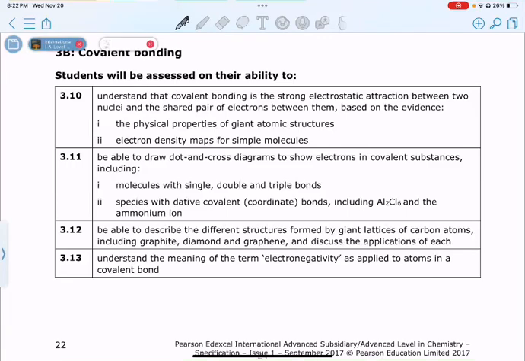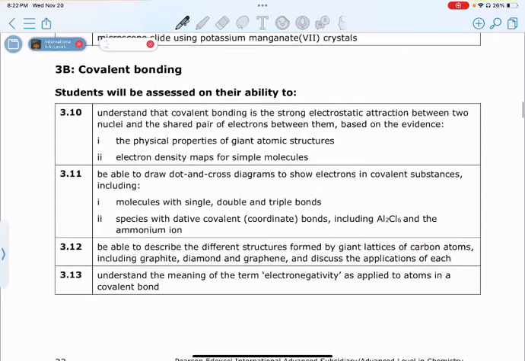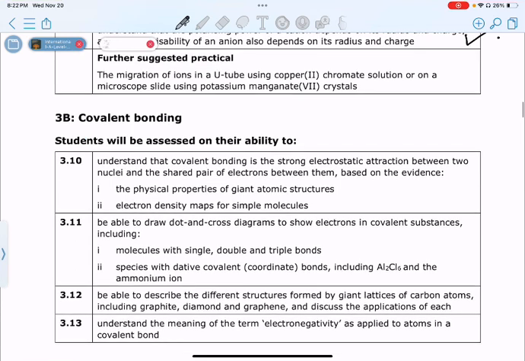Welcome to part 7 of the IAS Edexcel Chemistry Unit 1. Today we'll be looking at covalent bonding. So let's just get on with it really quickly.